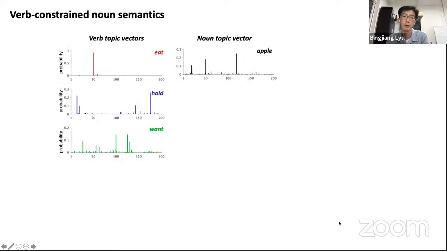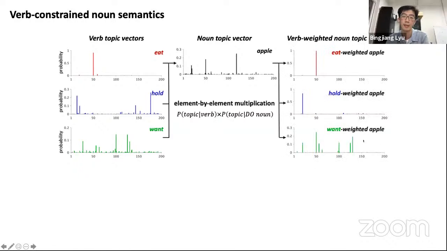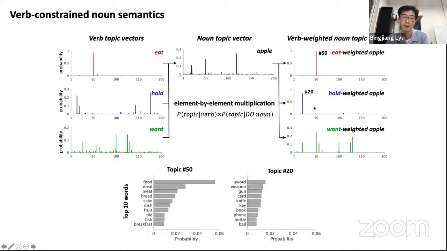So to model the meaning computation between a verb and its object noun, we conducted the element-by-element multiplication between each pair of verb topic vector and noun topic vector. This resulted in a verb-weighted noun topic vector in which only the noun topics preferred by the verb are emphasized, such as the food topic in eat-weighted apple and the small object topic in the hold-weighted apple. In contrast, we can see the topic distribution in want-weighted apple is relatively less changed. This is because the verb want doesn't have very specific constraints for the topics by which apple is modeled.